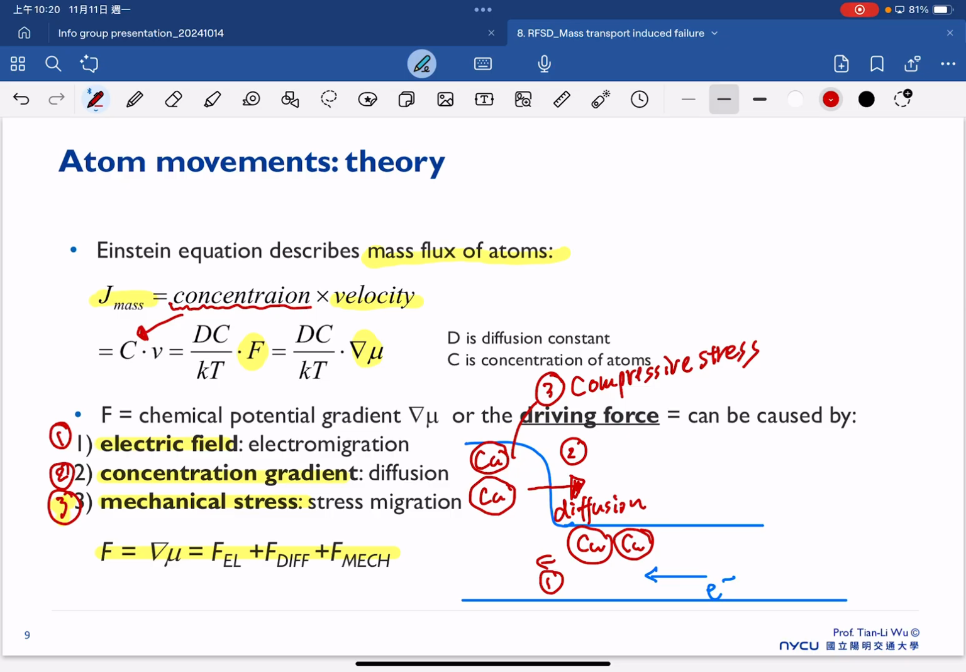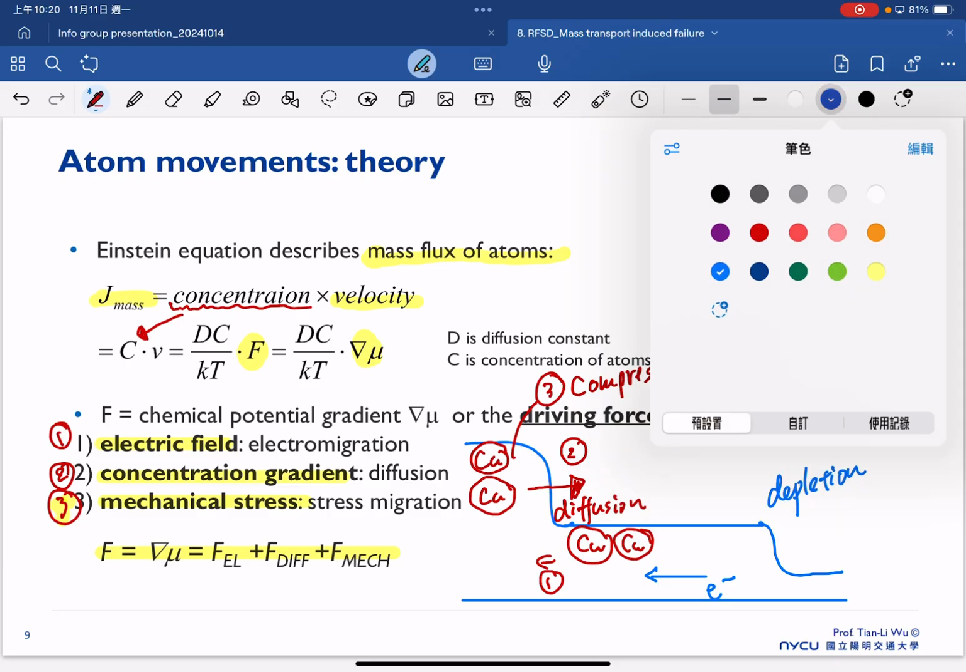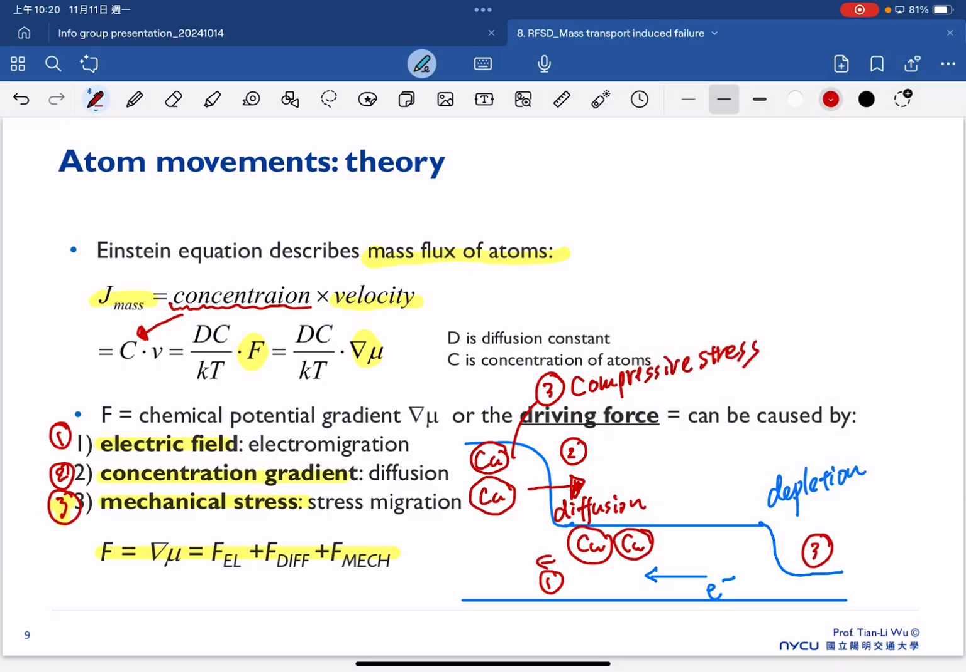Of course, on the other hand, because the copper is moving to the left, we have less copper on the right, so that's a depletion. And with depletion, we actually start to have a certain tensile stress.